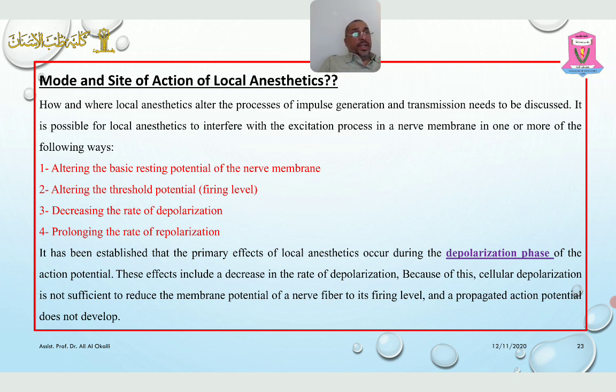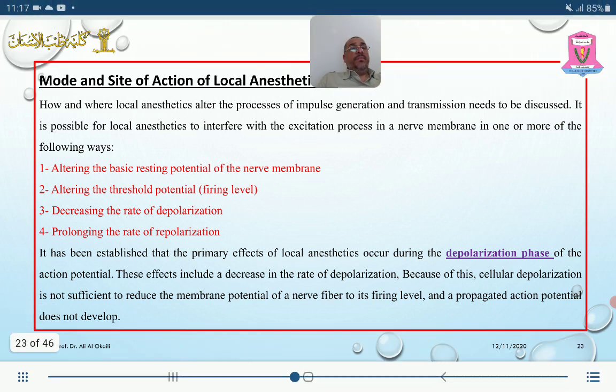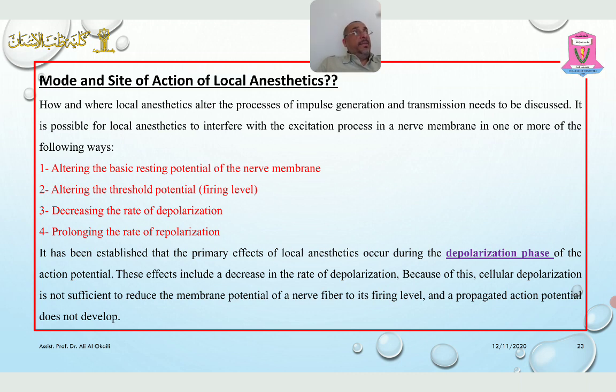هاي عبارة عن شرح إلى كيفية عمل اللوكال أنستيزيا. إما يسوون altering بالbasic resting potential of the nerve membrane or altering the threshold potential, الfiring level، يصعد الليفل بالشعور بالألم لأول وهلة، decreasing the rate of depolarization or prolonging the rate of repolarization. فإحنا حتى نخليه اللوكال أنستيزيا يشتغل هو إما نسوي اختلال بالresting potential of the nerve membrane or نرفع عتبة الألم threshold، نرفعها حتى نقلل الإحساس لدى المراجع، أو decreasing the depolarization rate نقلله بعد أكثر حتى لا يصل الألم أو شعور الألم يكون لوقت قليل جدا جدا، or prolonging the rate of repolarization. طالما أكو repolarization اللي هو resting potential فبالتالي ما حيكون عندنا شعور بالألم.